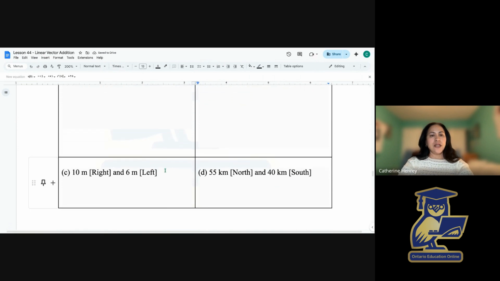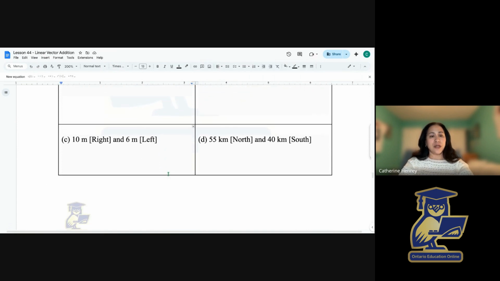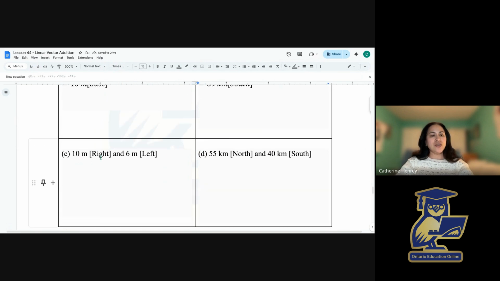Okay. So let's take a look at what we do when they're in the opposite direction. So in this case, we have 10 meters to the right and 6 meters to the left. So we don't have the same direction. And what I want to explain to you is that here, 6 meters to the left, so I'm going to add it, 6 meters left is equivalent to negative 6 meters right.